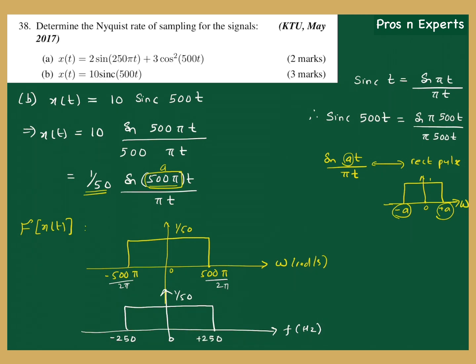This is in hertz. So in this given signal x of t, we have found that the maximum frequency component is 250 hertz. So we can boldly write fm is equal to 250 hertz. Therefore, what is the Nyquist criterion for sampling? fs is equal to 2fm, which gives 2 into 250, which is 500 hertz. So that is the Nyquist sampling frequency.